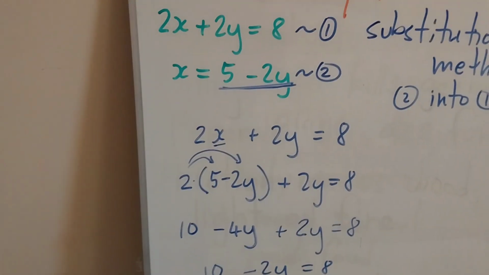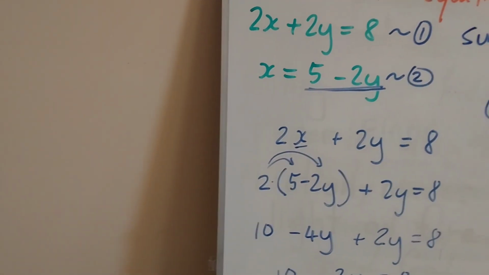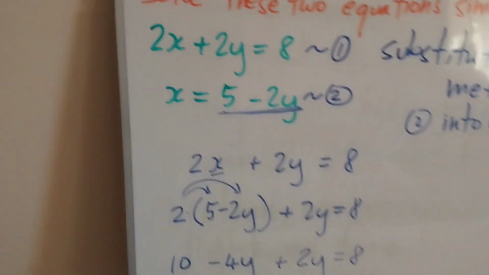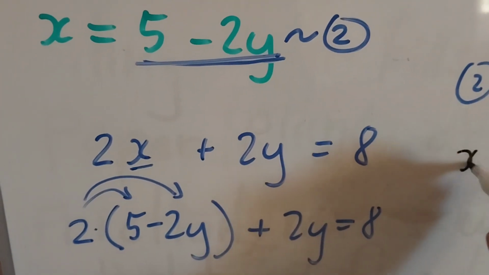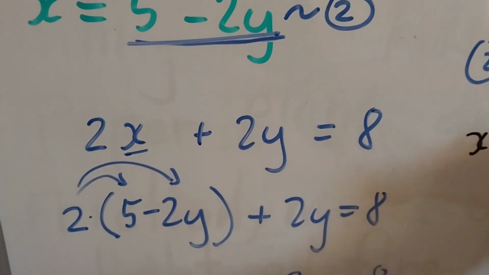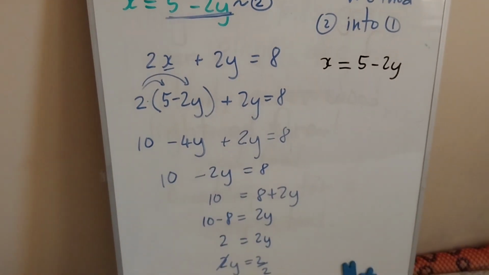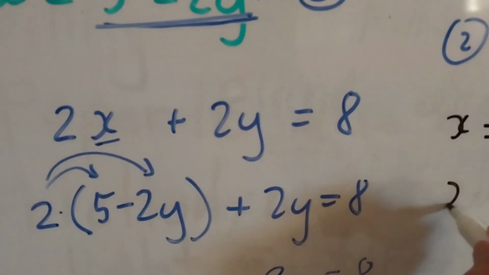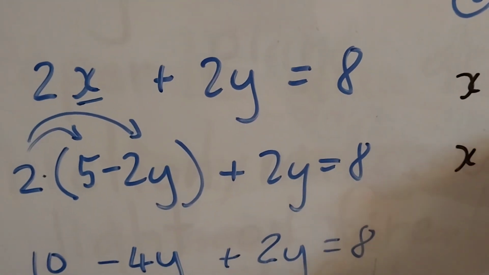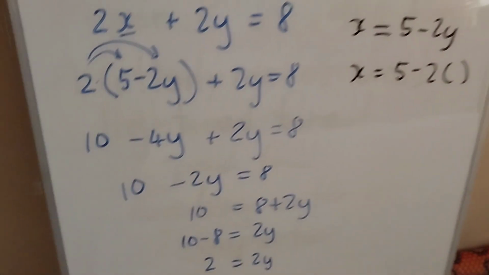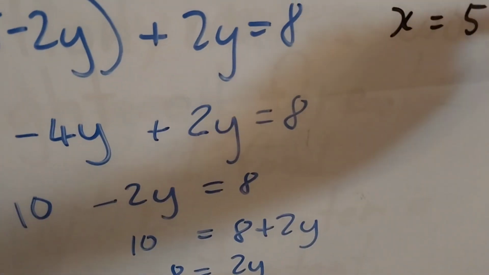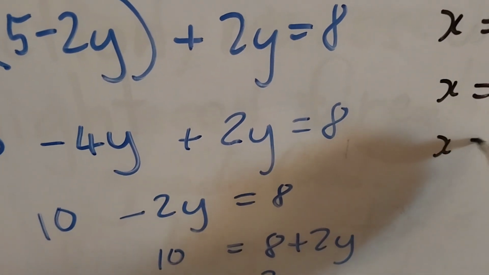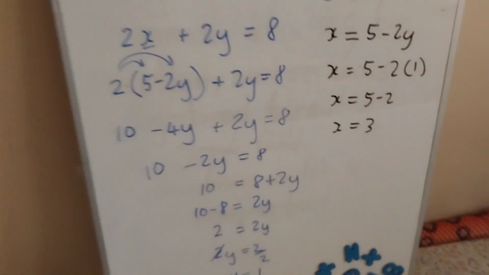So here we have found the value of y. But to solve it simultaneously, we have to find the value of both the pronumerals. We don't only have y, we also have x. Now we can use equation number 2: x equals 5 minus 2y. We can use equation number 2 to find the value of x. So x equals 5 minus 2 times y. What is the value of y? We already found it to be equal to 1. So x equals 5 minus 2. So the value of x is equal to 3.